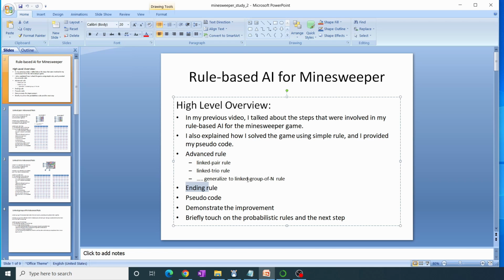The simple rule, advanced rule, and the ending rule should cover all of the deterministic rules. When I say deterministic rules, I mean the logic that determines 100% whether a tile is explosive or not. On the contrary, there are also probabilistic rules, but I will just briefly touch on them at the end of the video. I will also talk about the pseudo code and estimate the winning rate with 30 games.